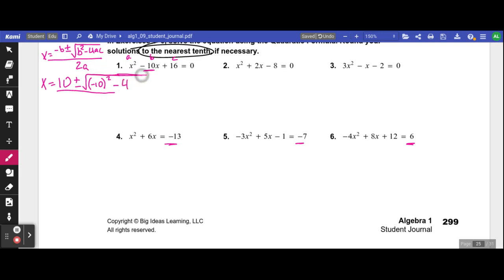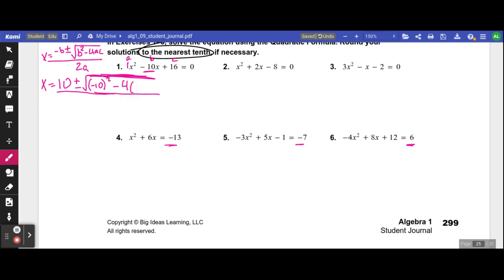Keep making sure that your radical keeps going out. It's not just the square root of this part, it's the square root of that whole thing. Okay, so negative 4 times A. Don't put in x or x squared as A. Your A is just 1. And then our C is 16. All right, all over 2A, 2 times 1. All right, so we've plugged it in.